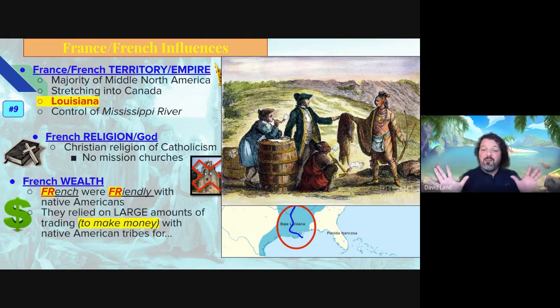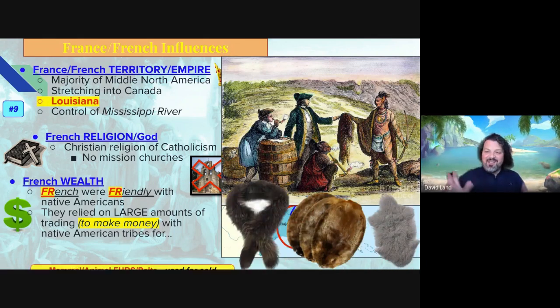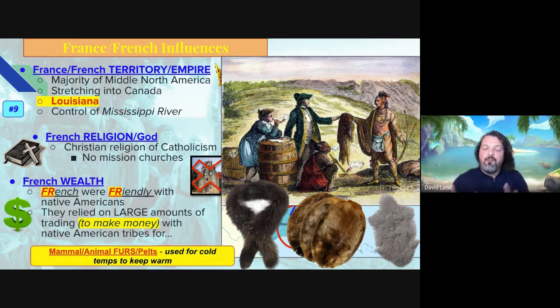Now, the reason they were friendly was because the natives could learn and teach them to trade their skills out in the wilderness, and they could get large amounts of money from the Native Americans by hunting and trading for these. Do you recognize those? Those are animal furs, animal pelts. Those they could sell to keep warm and to make money from, which was something they found very valuable.